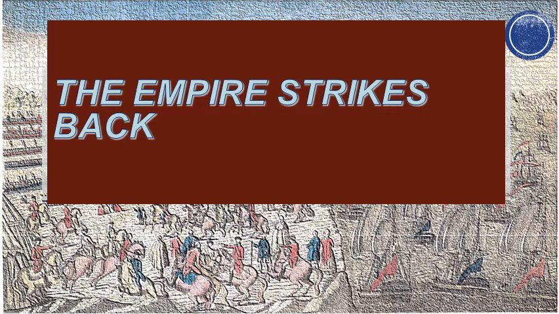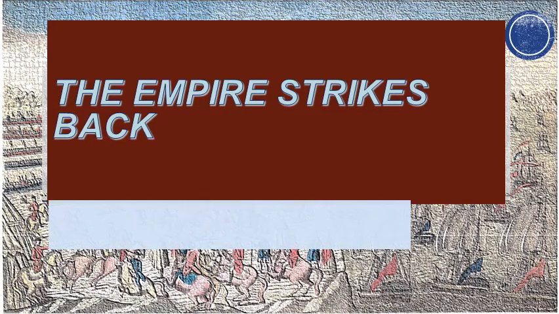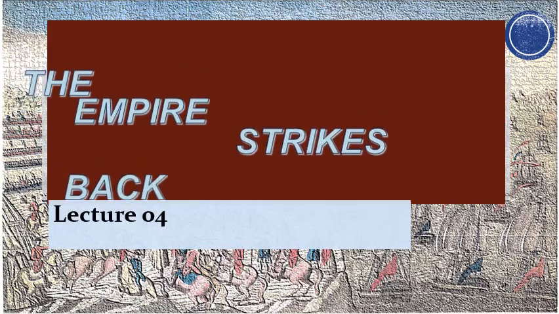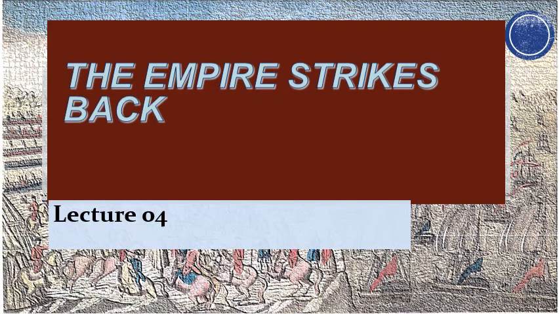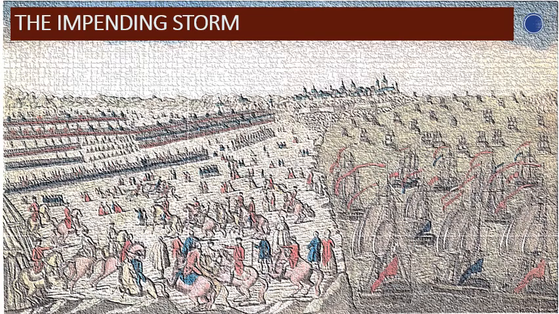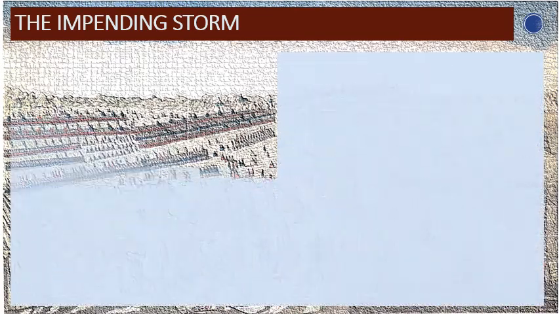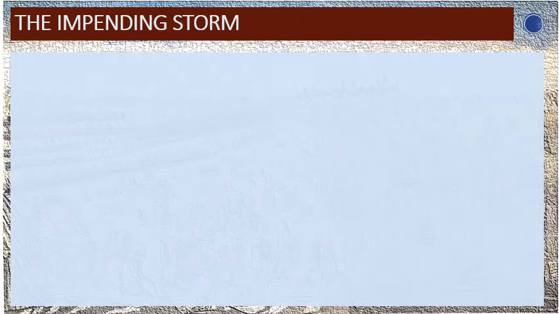Welcome to Lecture 4, The Empire Strikes Back, which is going to lay out the origins of the American Revolution. Our story actually starts with a war that seemed to be good in terms of its outcomes for Britain.